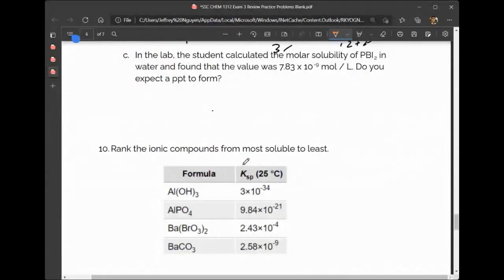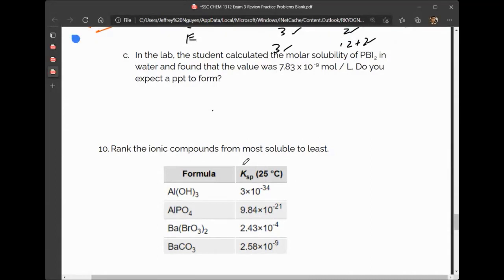Okay, so in the lab, the student calculated the molar solubility of PbI2 in water and found that value. So do you expect a precipitate to form? Well, when we have a QSP, that's a QSP, right? Because we're talking about the stuff in the lab, so not at equilibrium. So QSP, molar solubility is an S, so just plug that in.